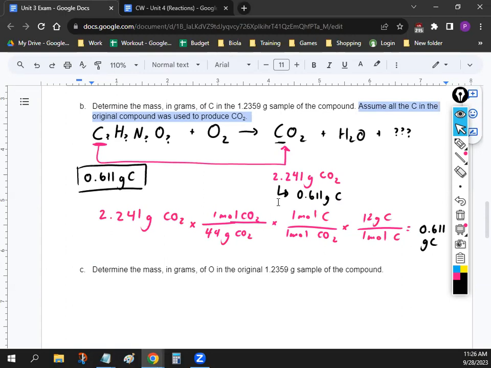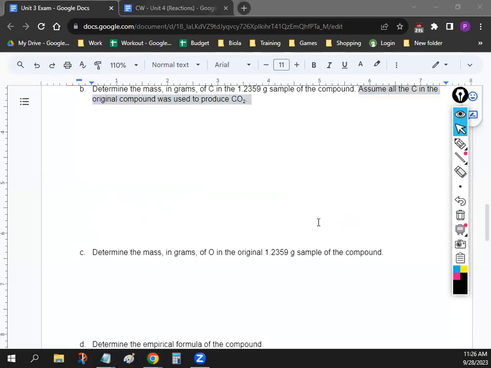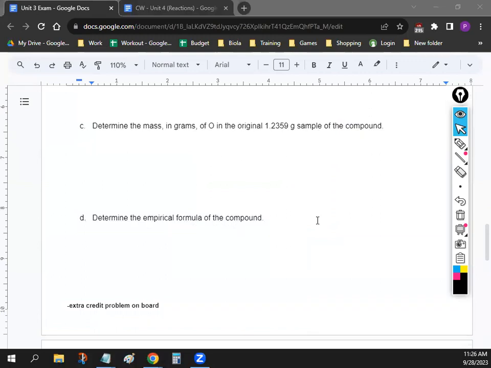All right. Hopefully this is helping you guys understand it. Let's move on to part C. For part C, now it's asking you to find the mass.